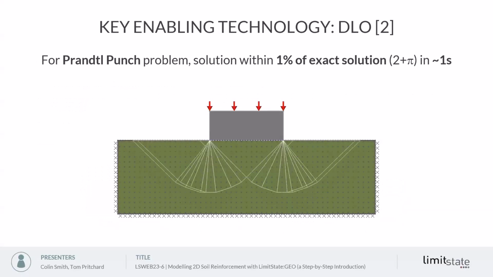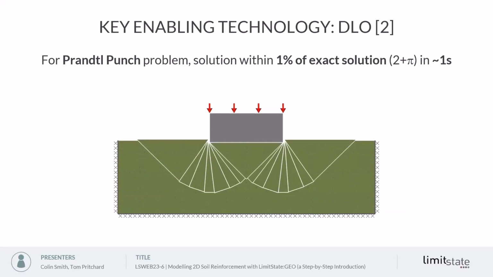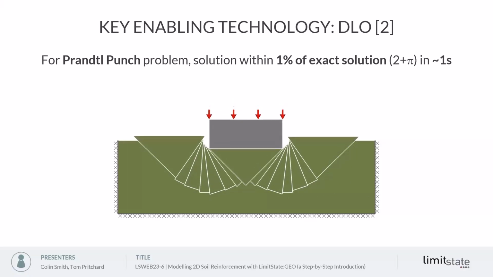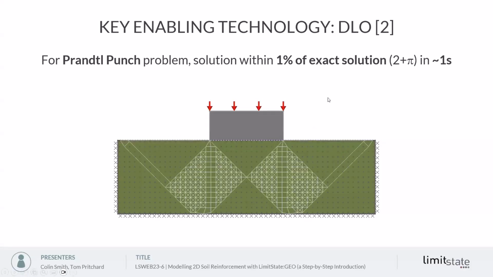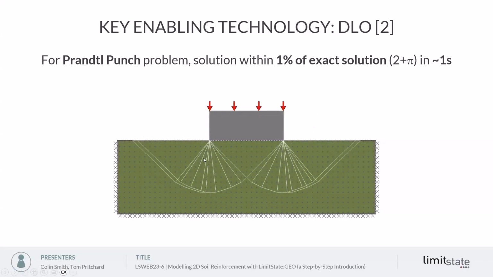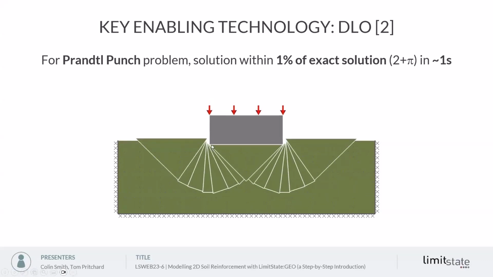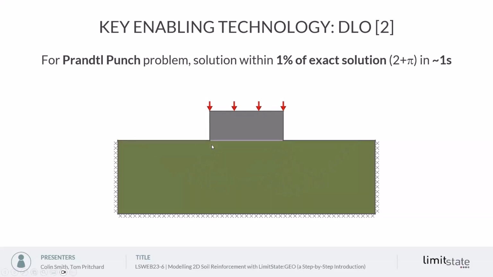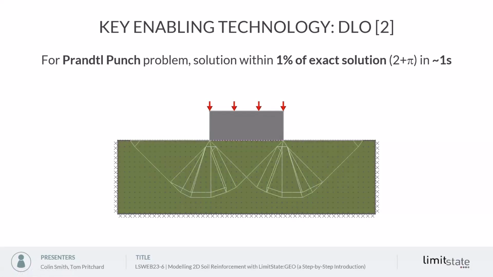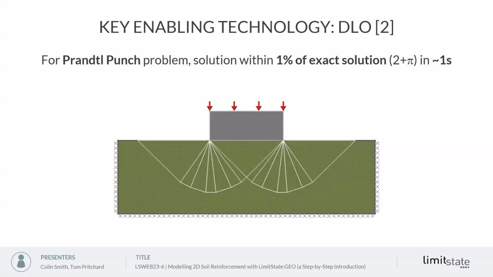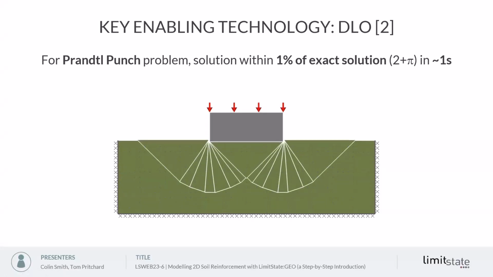The other good thing about this method is that it inherently deals with singularities. So this is a Prandtl punch problem or a bearing capacity on clay problem. It can get within 1% of the exact solution in about a second. And at the corners of the foundation, we have singularities where slip lines meet at a point. This could be quite challenging for finite elements to deal with, but this numerical method deals with that inherently. No additional programming is required.